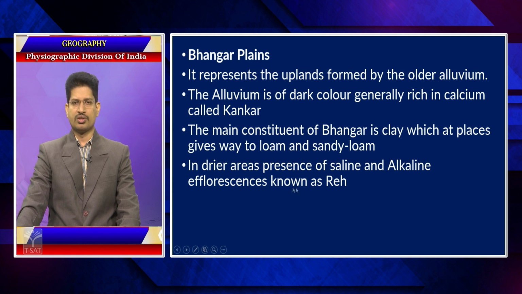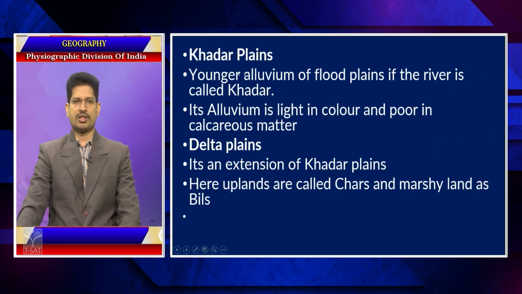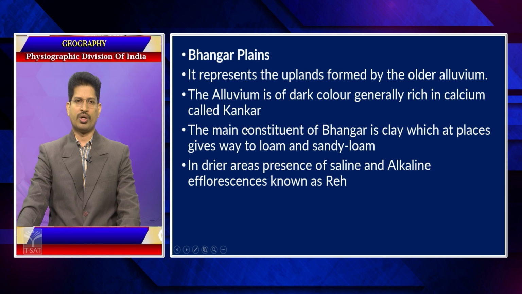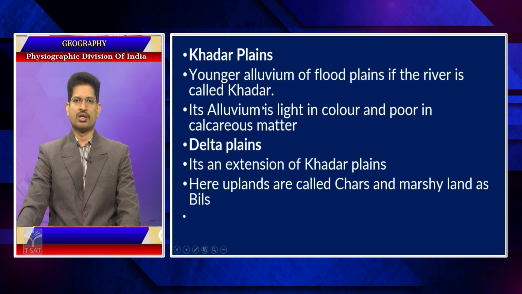Next is the Khadar plains. Younger alluvium of the floodplains of the river is called Khadar. When the alluvium deposits are younger, it is known as Khadar. Its alluvium is light in color and poor in calcareous matter. That is the basic difference between Khadar and Bangar. In the case of Bangar, it is older alluvium. In the case of Khadar, it is newer or younger alluvium.